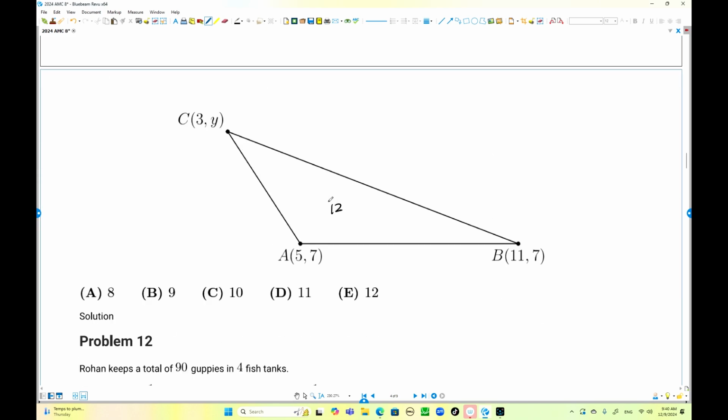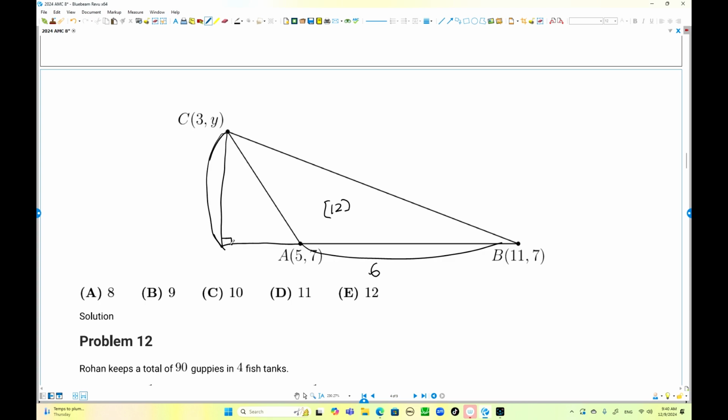This area of the triangle is 12. What is that? Base times height, all right? Here is the height. So what is the base? 11 minus 5, it's going to have the same height, 7 and 7, right? So the length of distance A and B is 11 minus 5, which is 6.